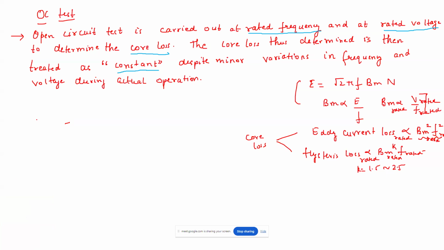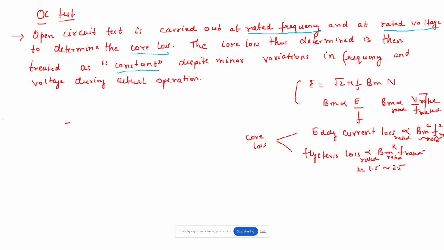Current can become half. Current can become 75%, depending on the load. So the load determines how much current is drawn from the transformer, but the voltage and frequency are more or less constant in various conditions, and thus we treat the core loss as constant. You will see in various questions that whenever there is a half load or full load, still the core loss or iron loss will remain constant.